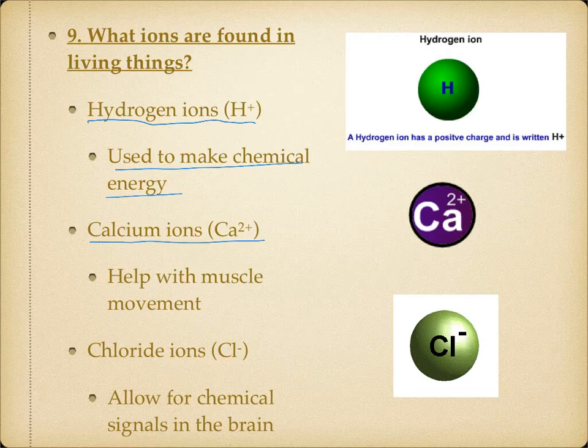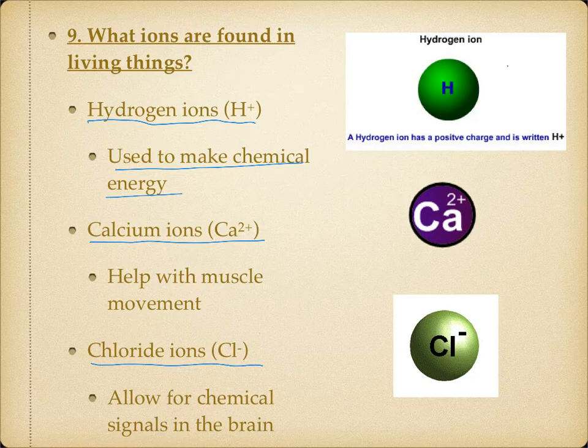Calcium ions, Ca2+, this has a 2+ charge, so it gave up 2 electrons, and these help with muscle movement. Chloride ions, Cl-, these are taking on 1 electron, so they allow for chemical signals in the brain to happen. And there are several more: potassium, magnesium. There's a bunch more different ions that are used, but these are the ones that are most often used.